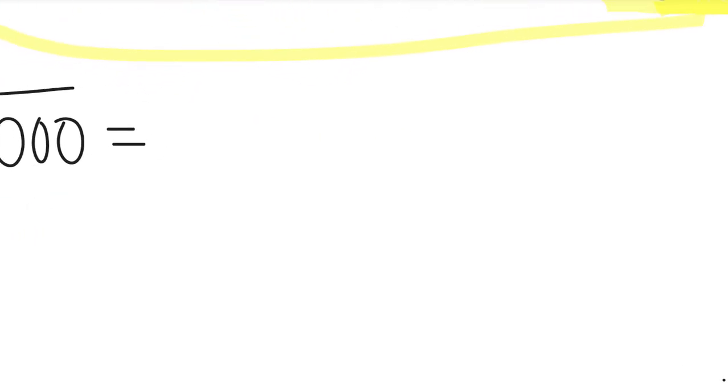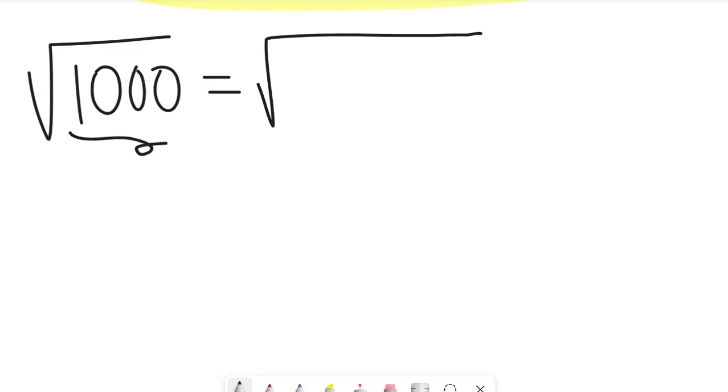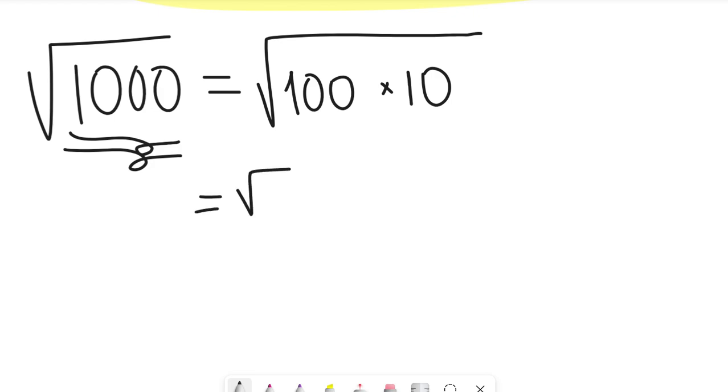Now we say, what are the two numbers we can multiply to get 1000, so that we know the square root of one of them? I gave you the answer already. You can multiply 100 by 10. Isn't 100 multiplied by 10 equal to 1000, right? Now we said we are allowed to split them. So this is square root of 100 multiplied by square root of 10.